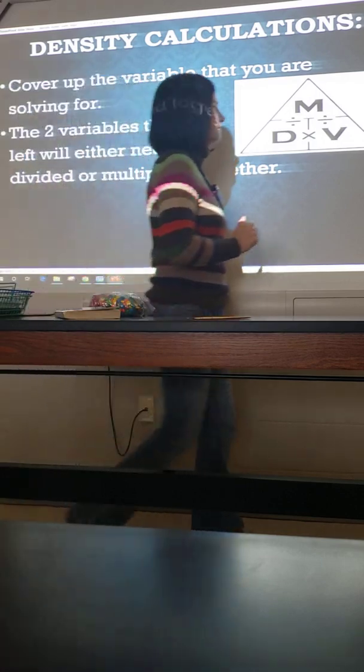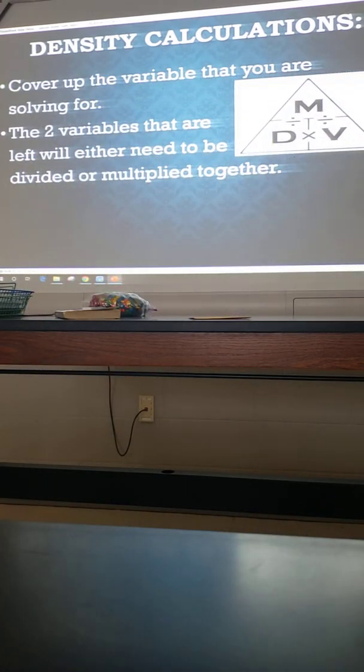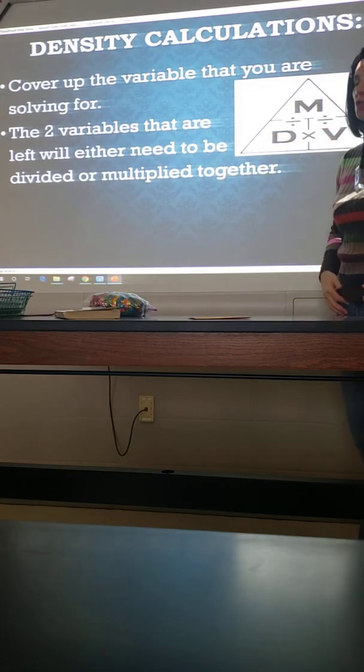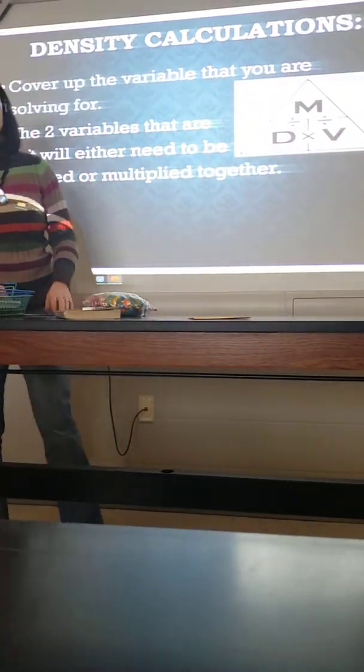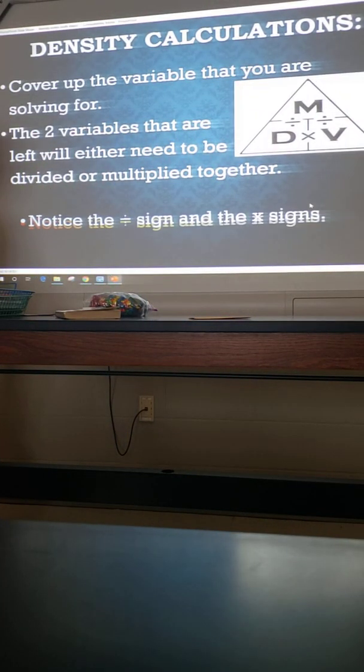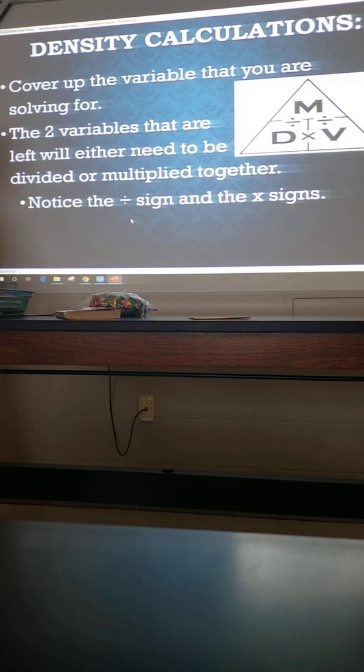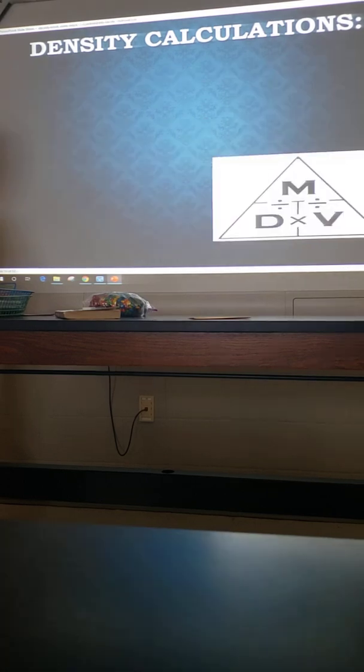So, for example, let's say the word problem says, find the volume of an object that has a mass of 20 grams and a density of 2 grams per centimeter cubed. Well, all I would do is cover up my volume, and I'm left with mass divided by density. So I would just rearrange that equation so that it's V equals M divided by D. So it's using that original equation, but just rearranging it. Okay, so pay close attention to the division and the multiplication signs, and then the triangle will tell you how to set it up.